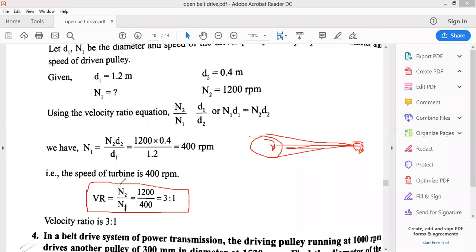Now we know the speed of the generator is 1200 rpm, and the speed of the turbine that we just found is 400 rpm. So it is going to be 1200 by 400, which is three. The turbine rotates at 400 rpm and the generator rotates at 1200 rpm. That means if the turbine goes for one rotation, the generator goes for three rotations. That is the velocity ratio.